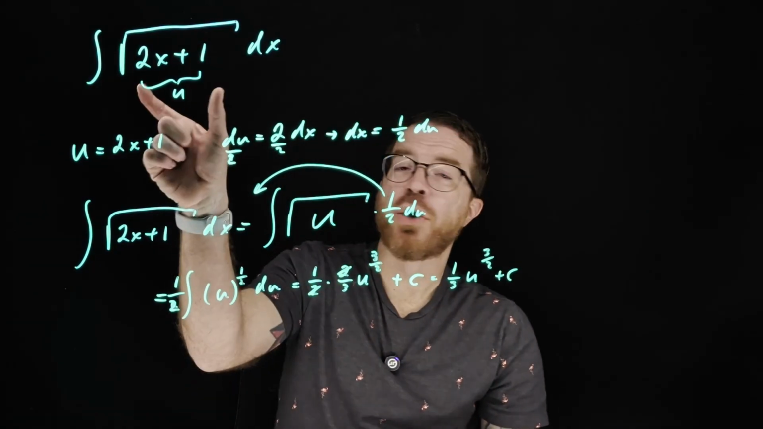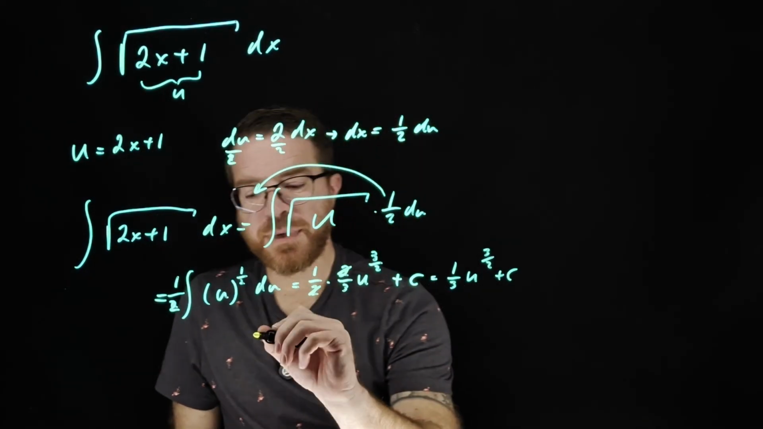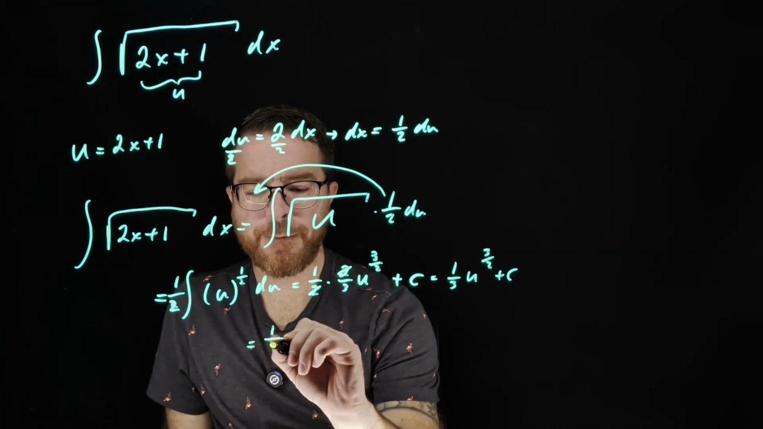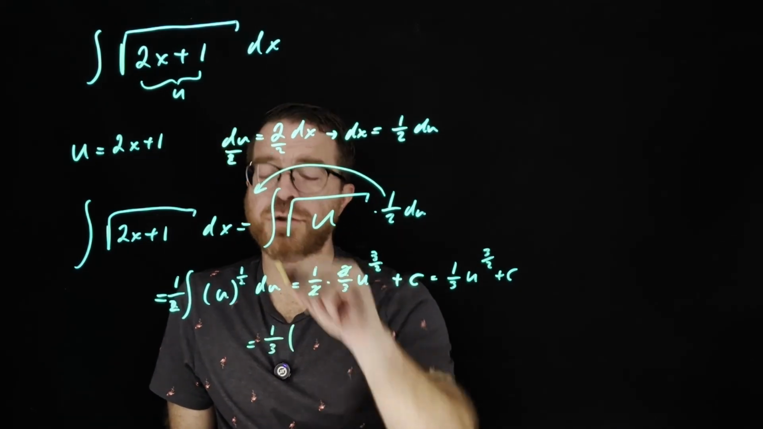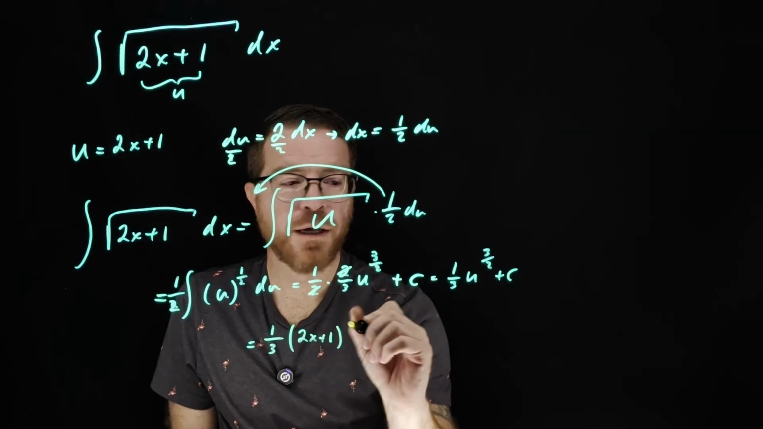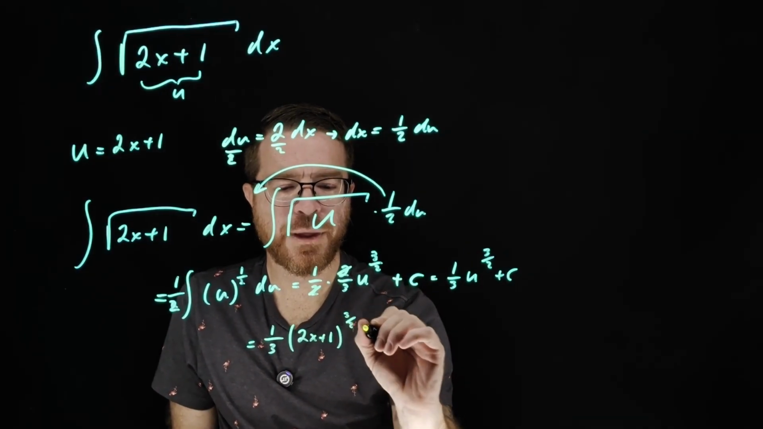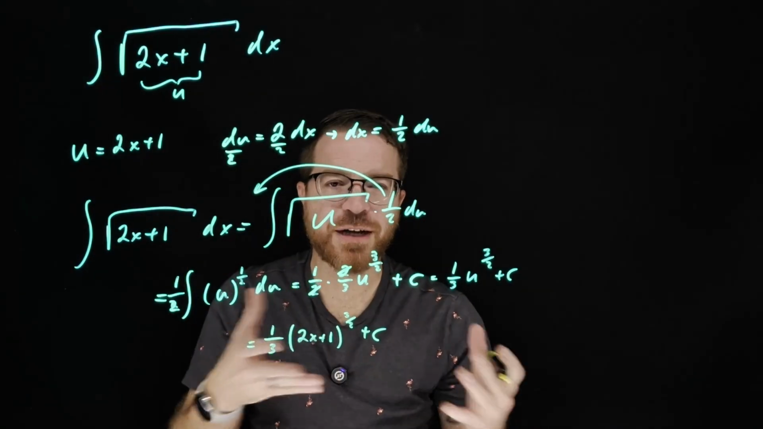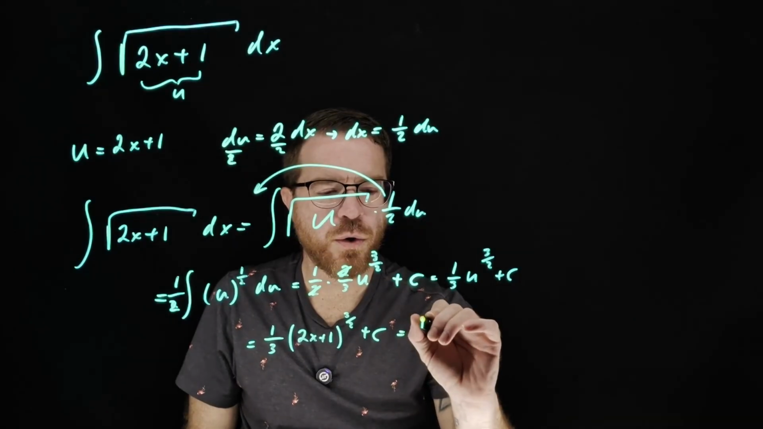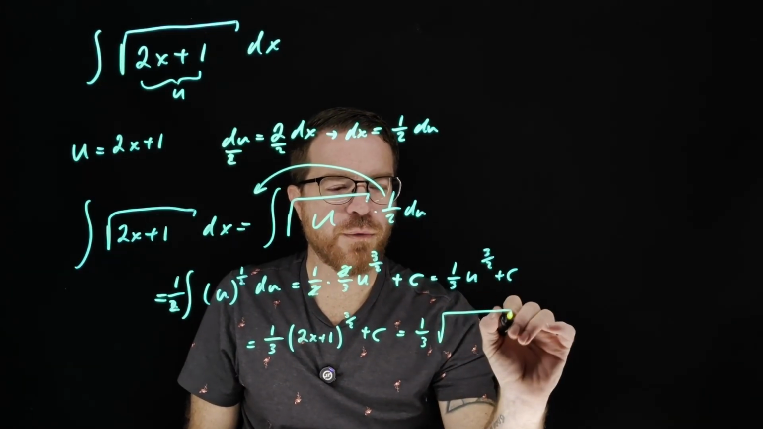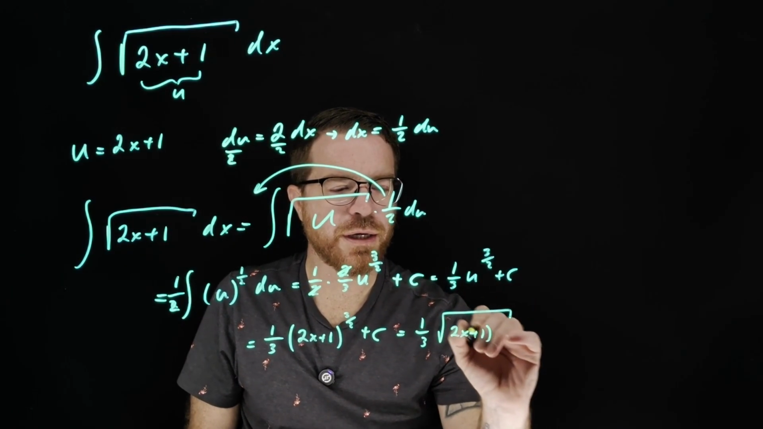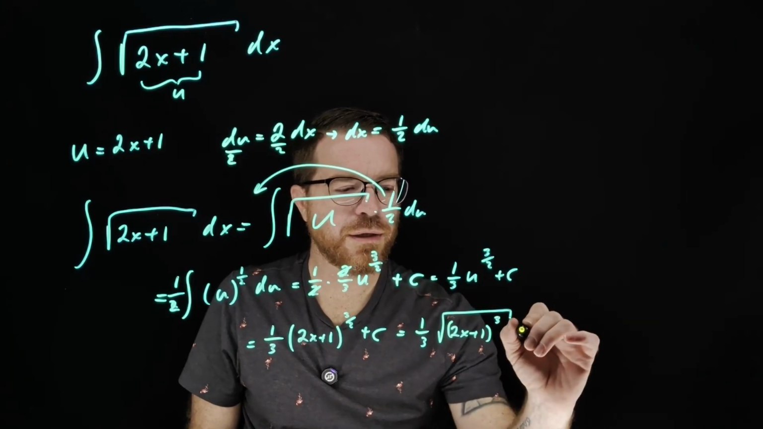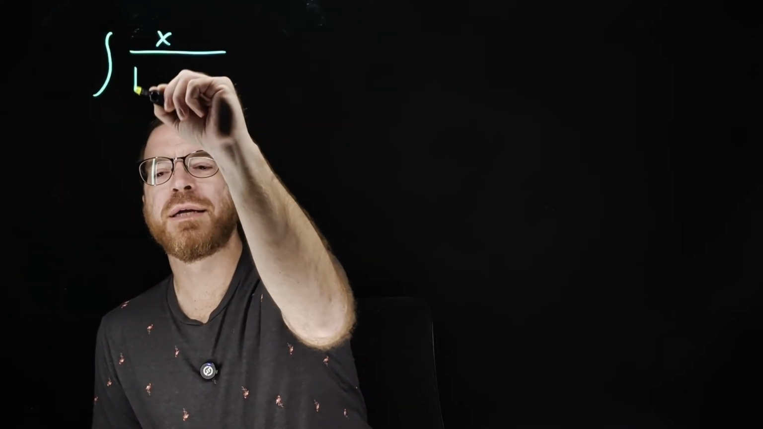Now we can substitute our u back into this, so we're going to be left with 1/3 times 2x plus 1 to the 3/2 power plus c. And then if we want to just get it into the same form we had at the beginning, we can just change this back in terms of square roots. This is going to be 1/3 square root of 2x plus 1 cubed plus c.